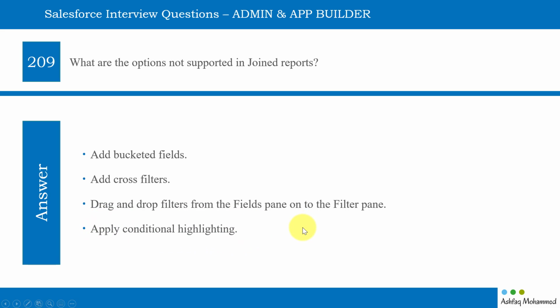For example, for small, I can highlight a red color. And for medium, I can highlight yellow color. And for high, I can highlight green color. So that cannot be done with a joined report, okay?